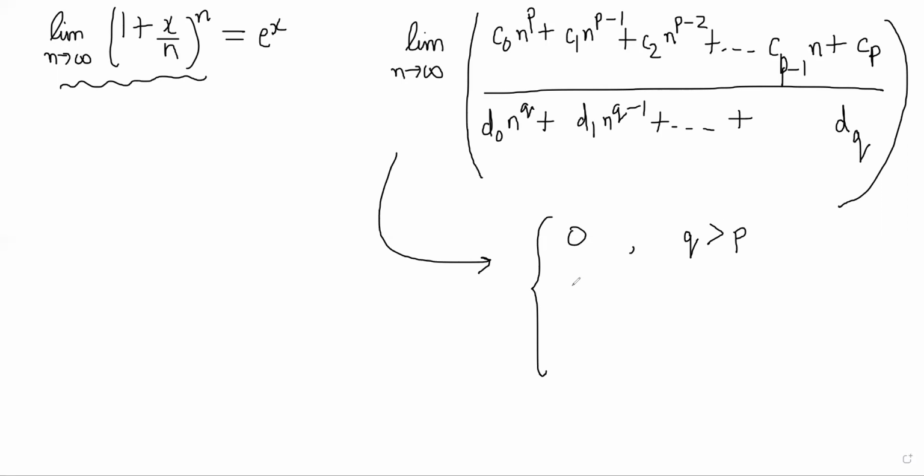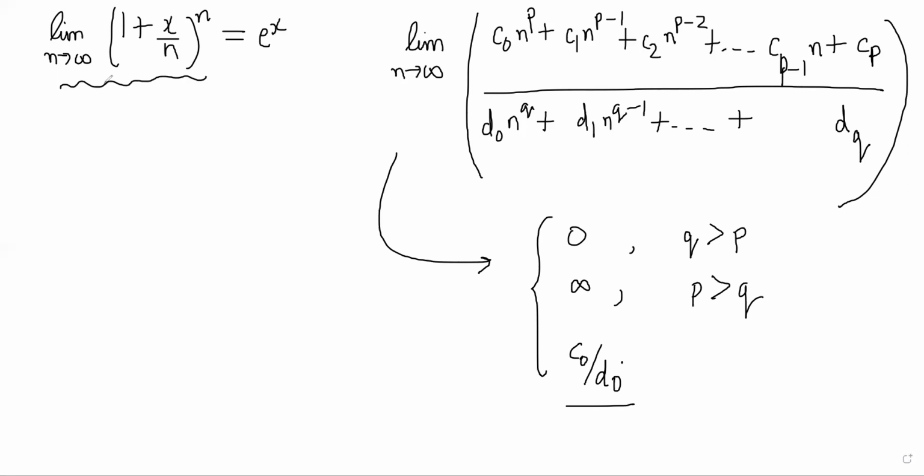Sir, it can also go to infinity, does not exist. Why? If P is greater than Q. If P equal to Q, then a finite value can come. What is the finite value if P is equal to Q? C naught by D naught. Yes. Right? Right. You will divide by n power P. Okay.